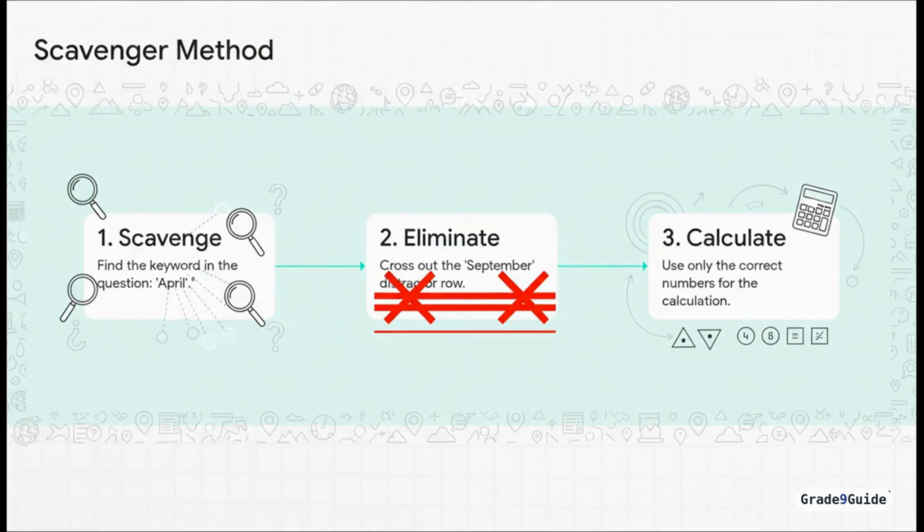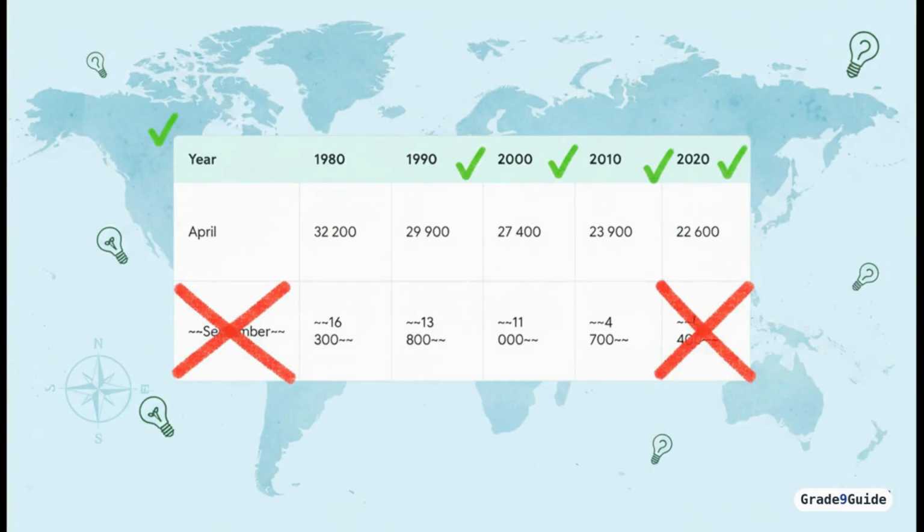But this is where our scavenger method saves the day. Step 1, hunt for that keyword in the question, April. Step 2, physically get rid of the September distractor row. Just cross it right out. And step 3, now and only now you do the math with the correct numbers. And here's what that looks like in action. Before you even think about touching your calculator, take your pen and just scribble out that entire distractor row. If you make the wrong data invisible, you literally can't make the mistake.